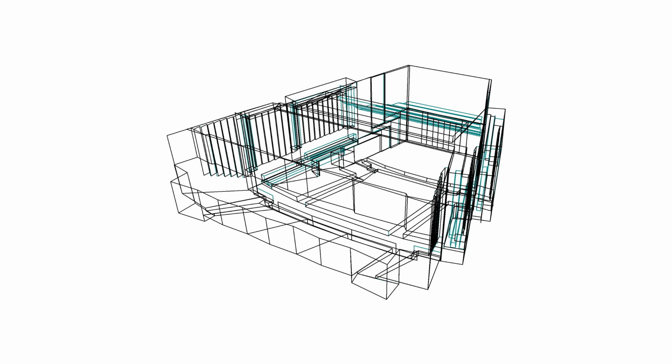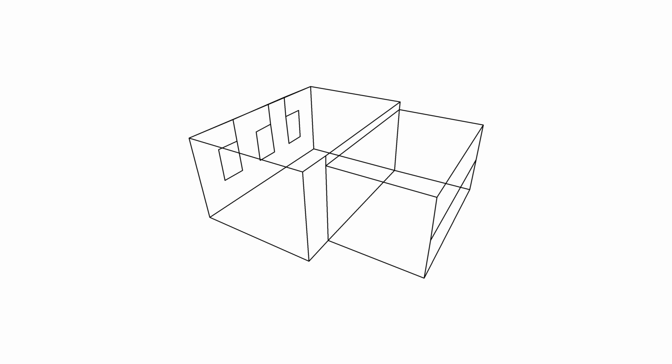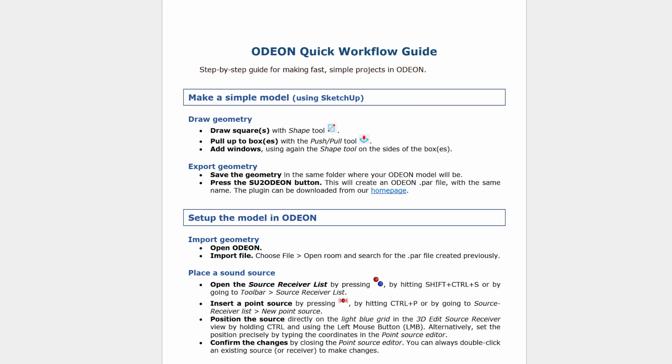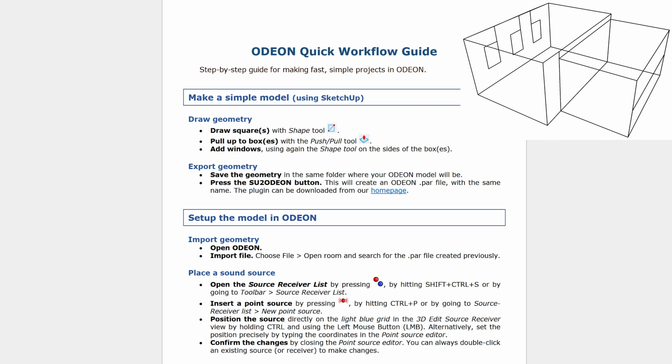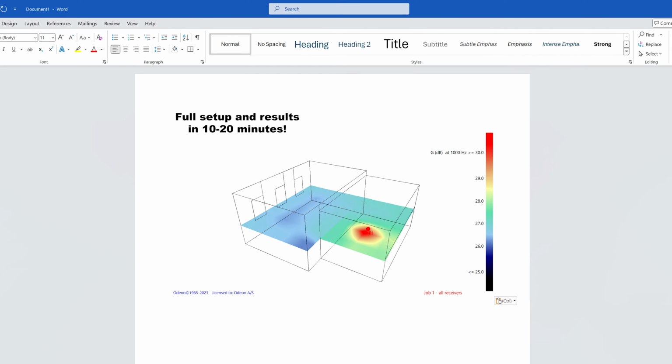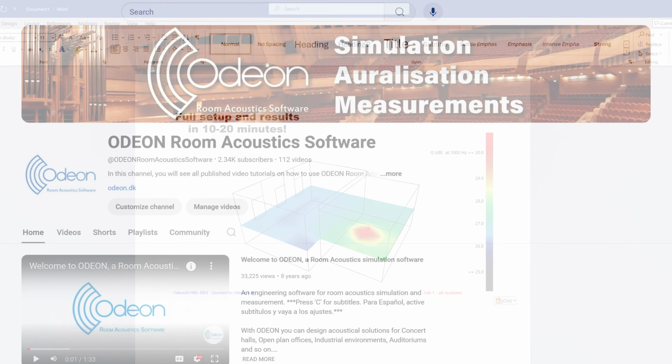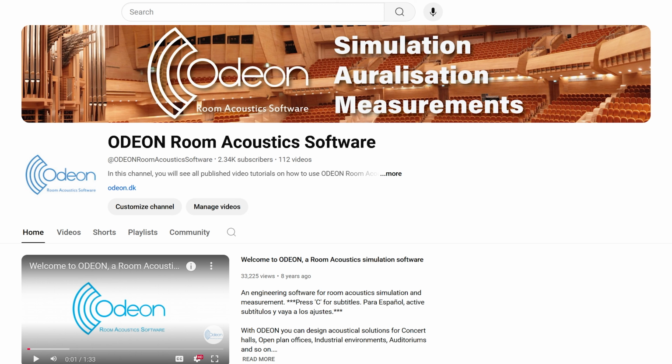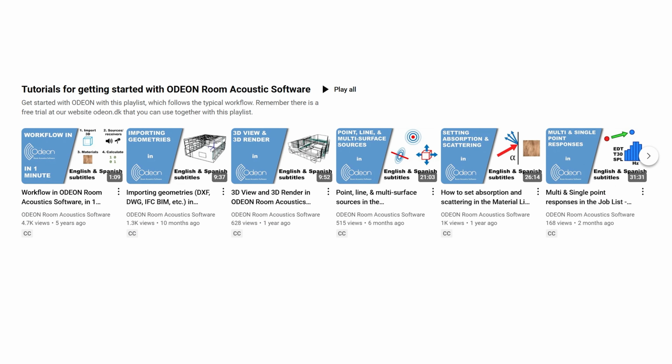Although ODEON is often used for bigger projects, you can also do simple projects quickly. So, the PDF will also serve as a guide on how to quickly set up a model for a simple project and produce results in 10 to 20 minutes. If you would like to learn each stage of the workflow in more detail, we have a tutorial playlist with videos for each specific stage.